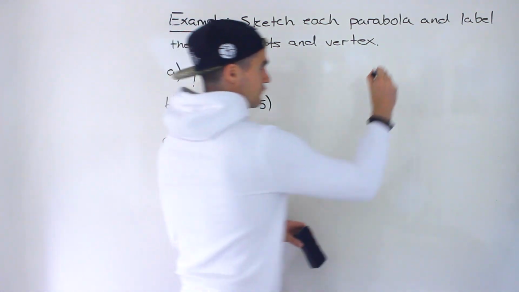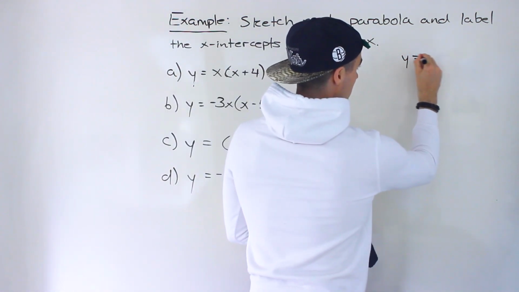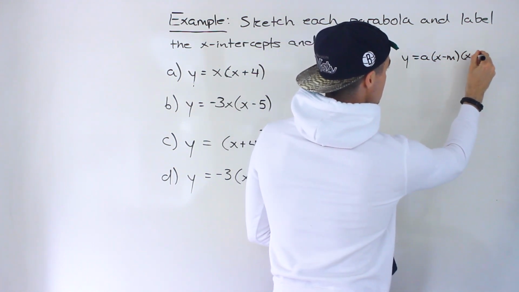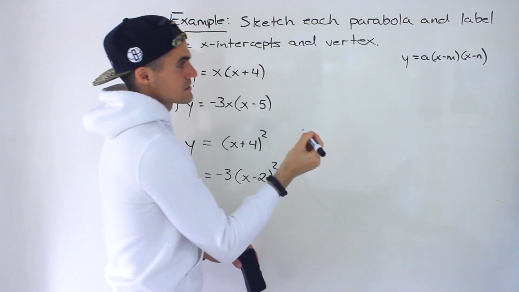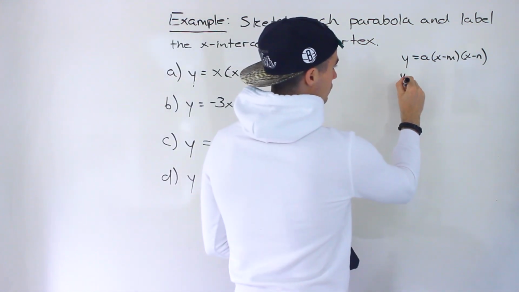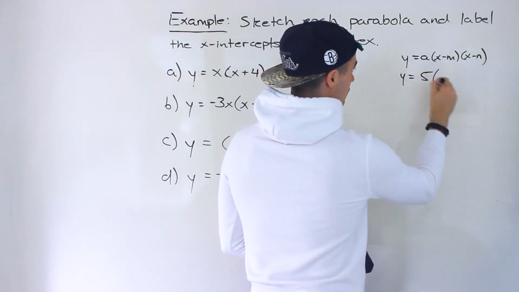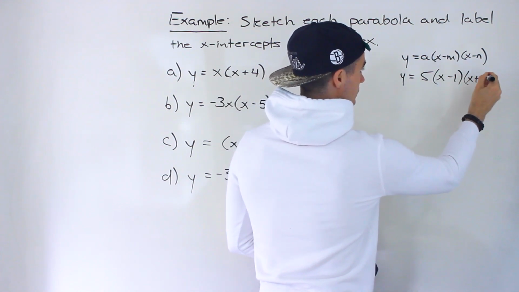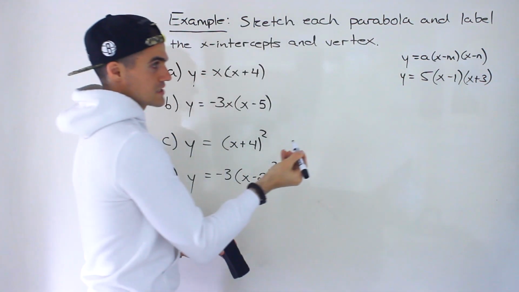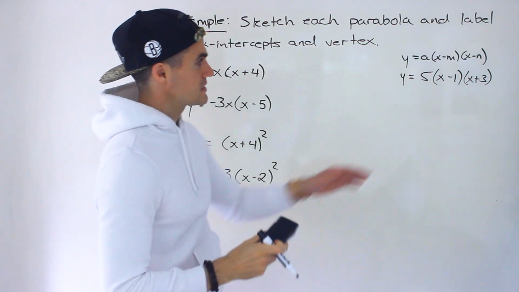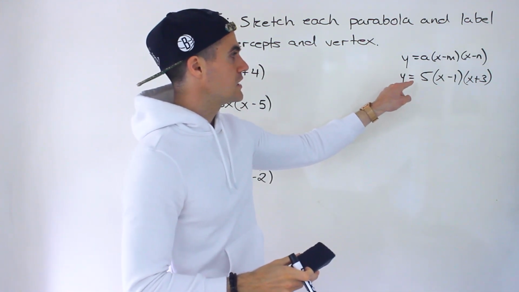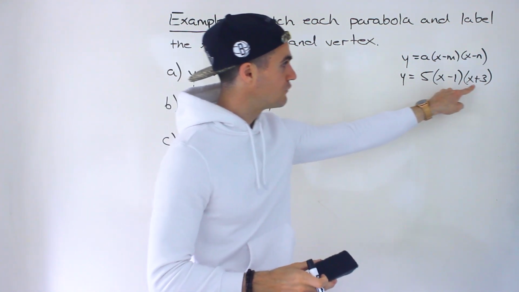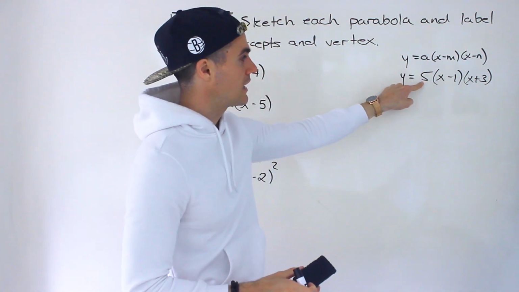Now, a factored form quadratic, as we've mentioned in previous videos, takes the format like this, right? So for example, if we plug in some numbers, let's say we got an a value of 5, and let's say x minus 1, x plus 3, for example. Okay, that's the common case for a factored form quadratic, where you're going to have full factors like this, and you're going to have some kind of a value.